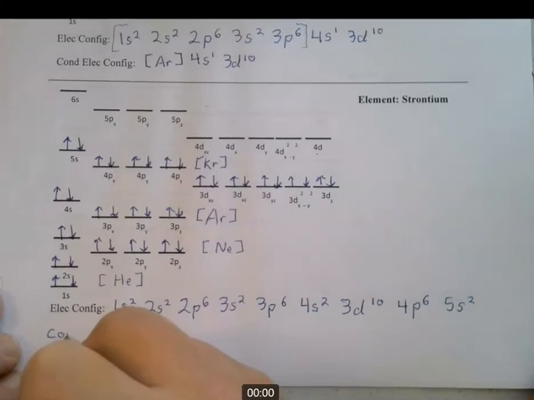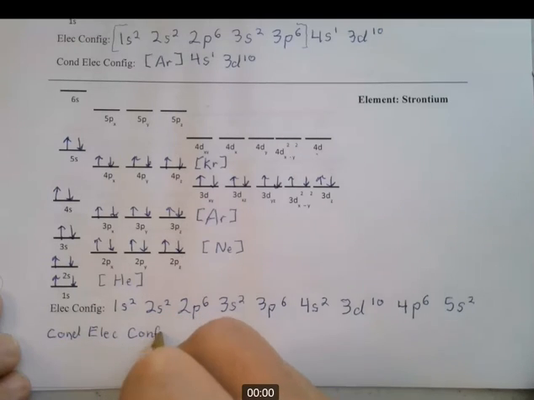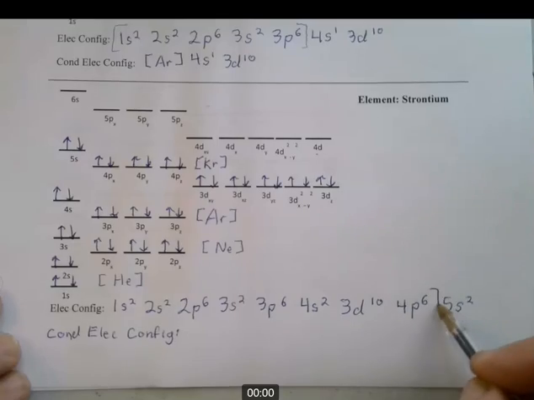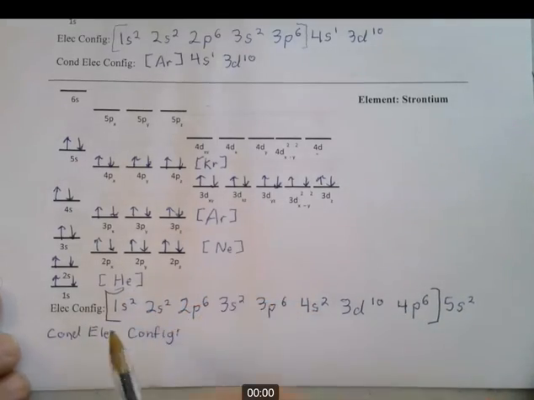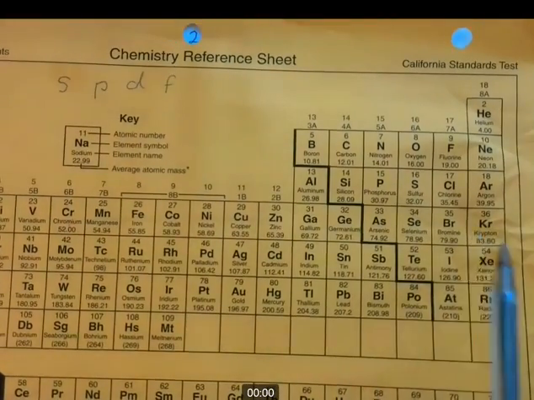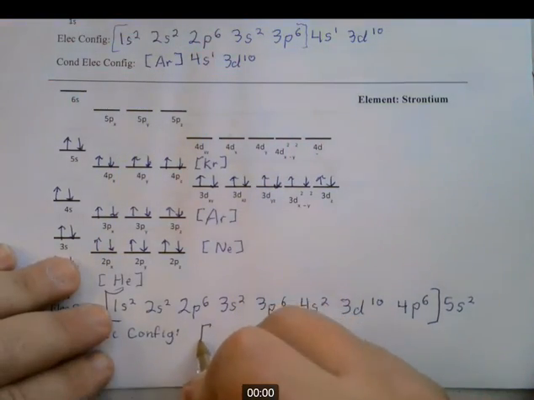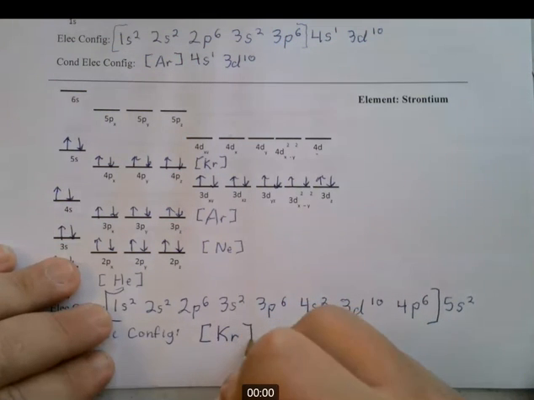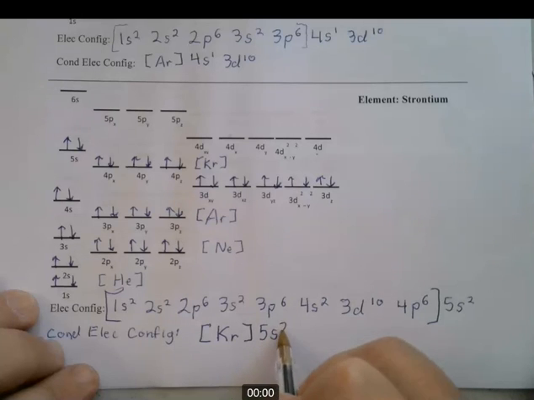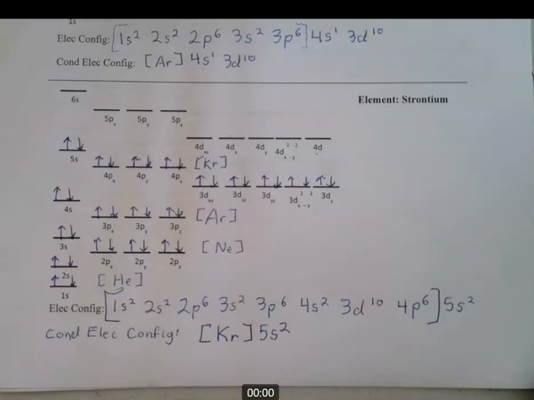Okay, and then down here, condensed electron configuration. So what you do is you find your highest level noble gas. So there's a p6 orbital. P6 is a noble gas. So you can put this whole thing in brackets. And that would represent the noble gas that comes before strontium, which would be krypton. So you simply write brackets Kr. And then whatever's left over there, 5s2, and that's it. So that's a lot easier than writing that whole big thing right there.